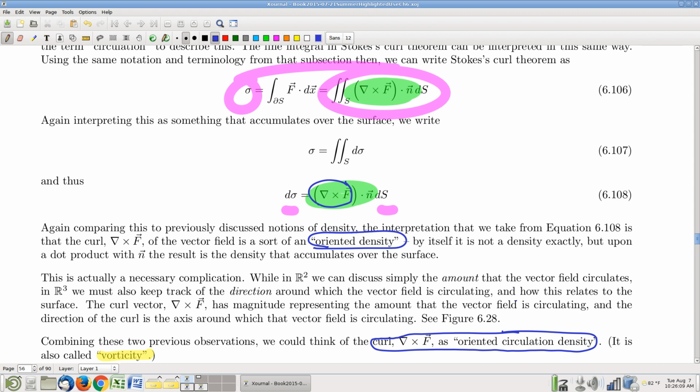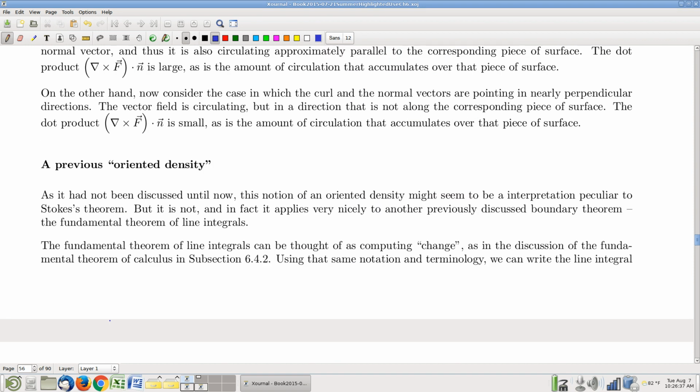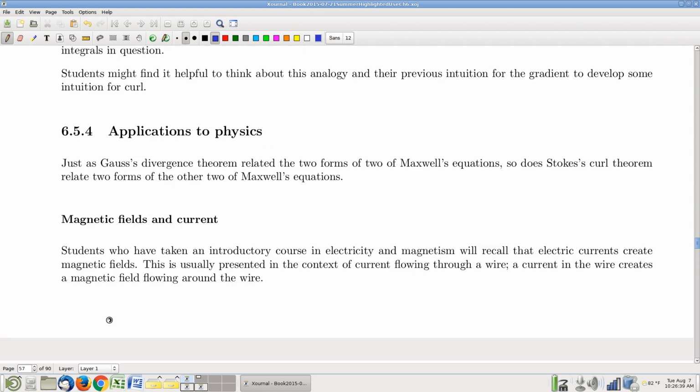Okay. Again, just like with Green's theorem, with Green's operator, I like to think of circulation density, but it's commonly referred to as vorticity. Likewise, curl, I like to think of as oriented circulation density, commonly thought of as vorticity. Same deal. How much is the fluid spinning around, and around what axis is it spinning? Okay, all right. So there's a lot to say about that.